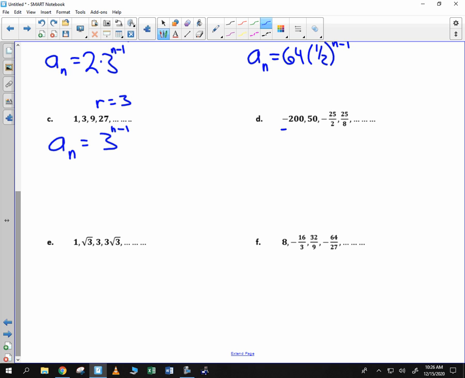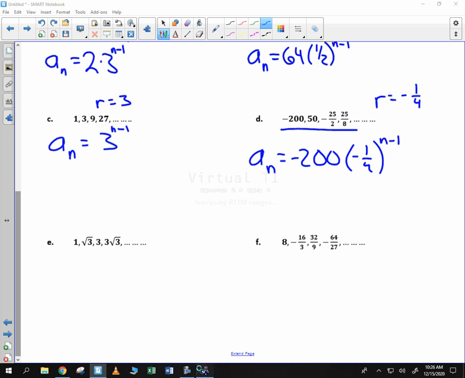Looks like we're dividing by 4 each time. So the ratio is 1/4. It also looks like we're switching between positive and negative. So therefore, it's a negative 1/4. The a sub nth term is negative 200 times negative 1/4 to the n minus 1 power.